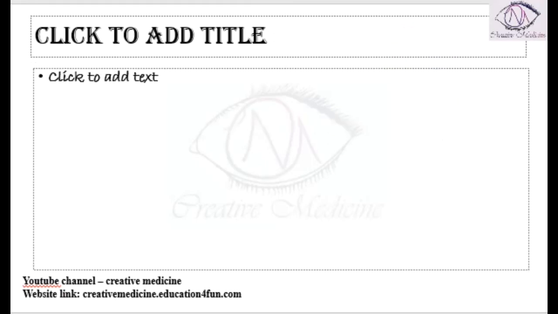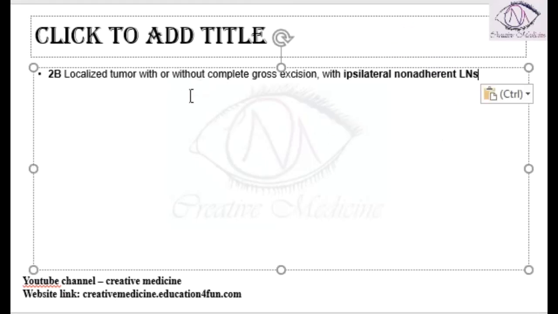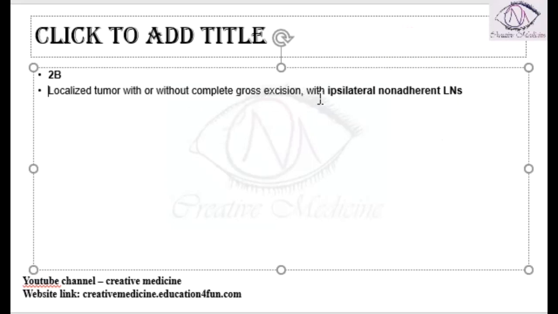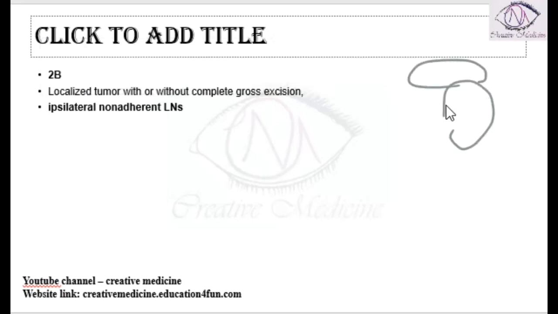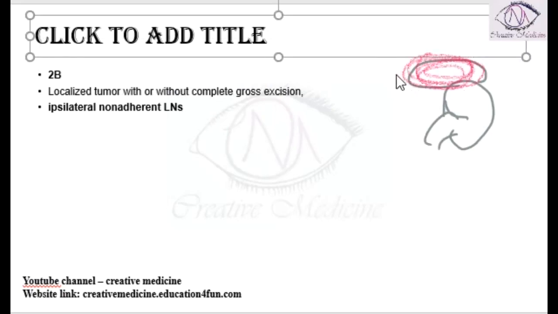Then we have 2B. In 2B, a localized tumor is present with or without gross excision, but ipsilateral adherent lymph nodes are seen. That means if this is the kidney, and this is the adrenal gland, and this is the tumor, now this tumor has adherent lymph nodes also which are adhered to it. So adherent lymph nodes to the tumor is 2B, where the non-adherent lymph nodes are also positive for the tumor. So this is stage 2B.